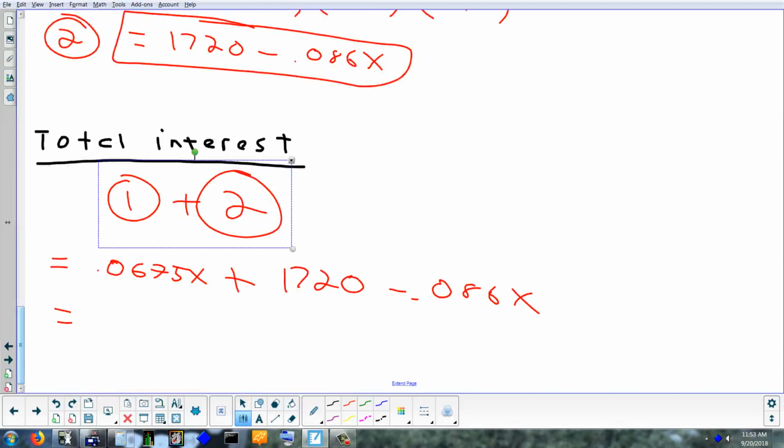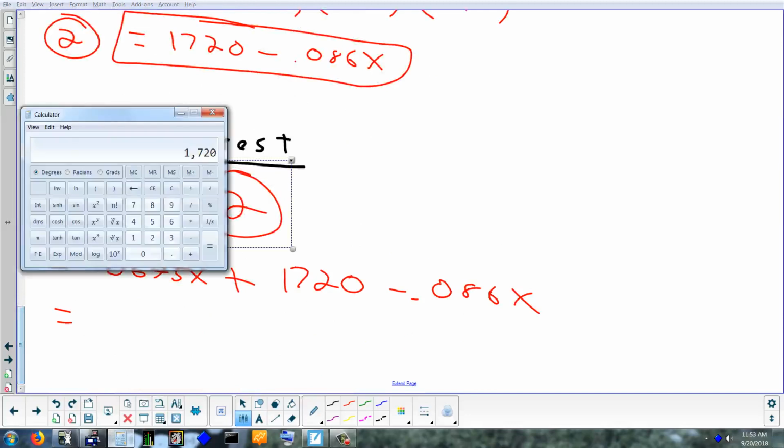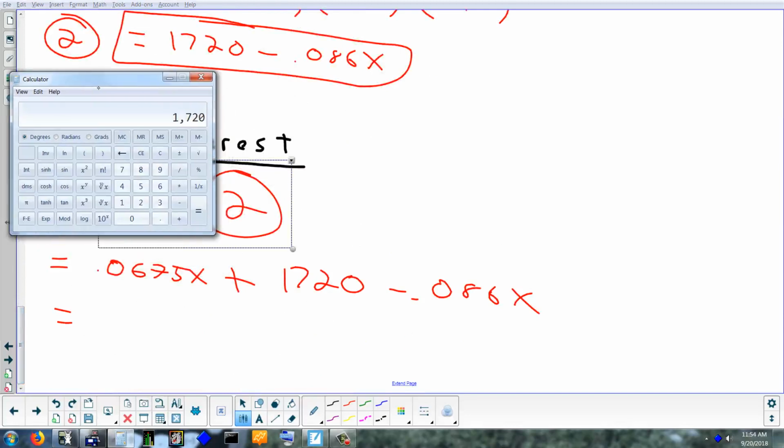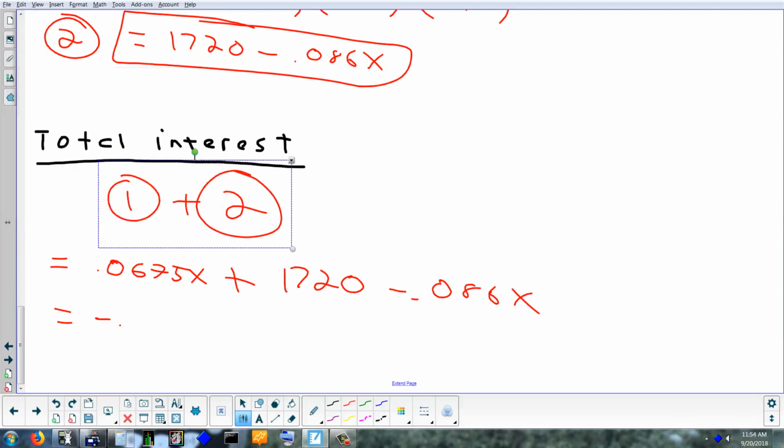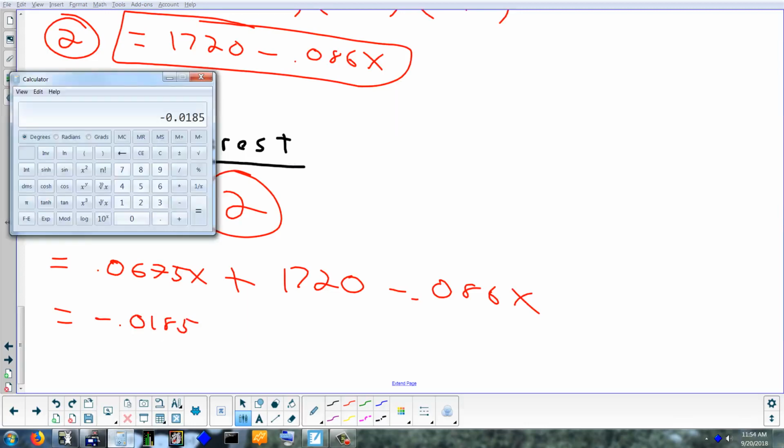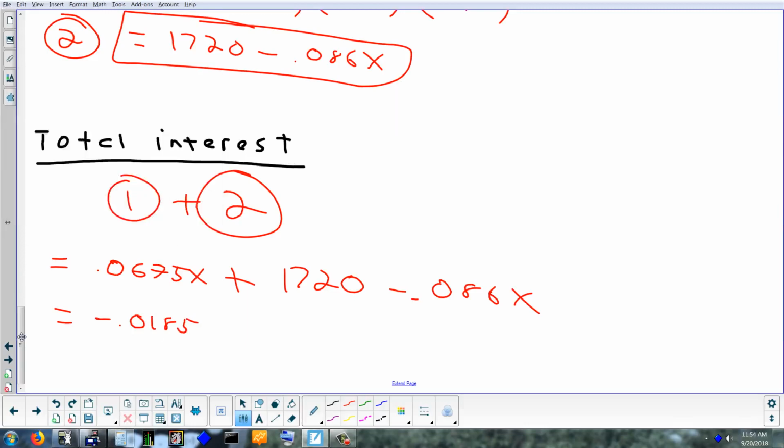Do I have any like terms there? Yeah, the x's. So combine them. 0.0675 minus 0.086. So negative 0.0185x. Is that what it was? Negative 0.0185x.